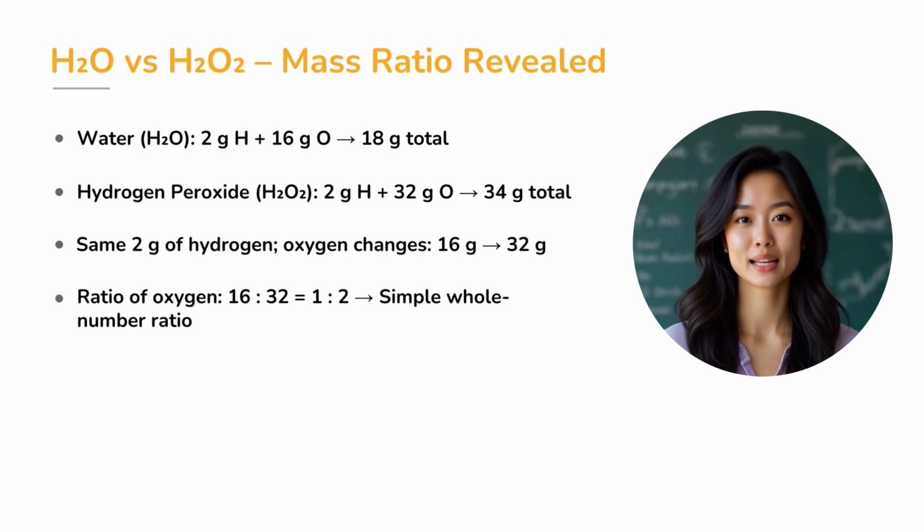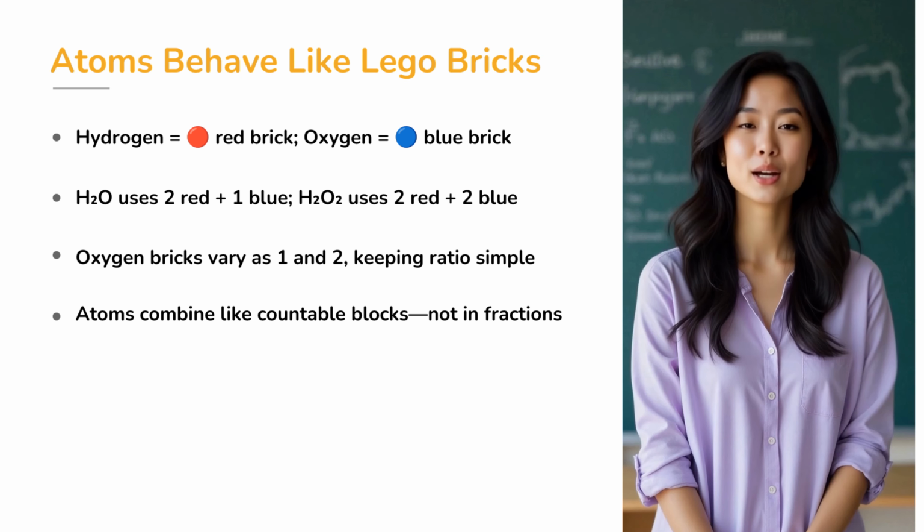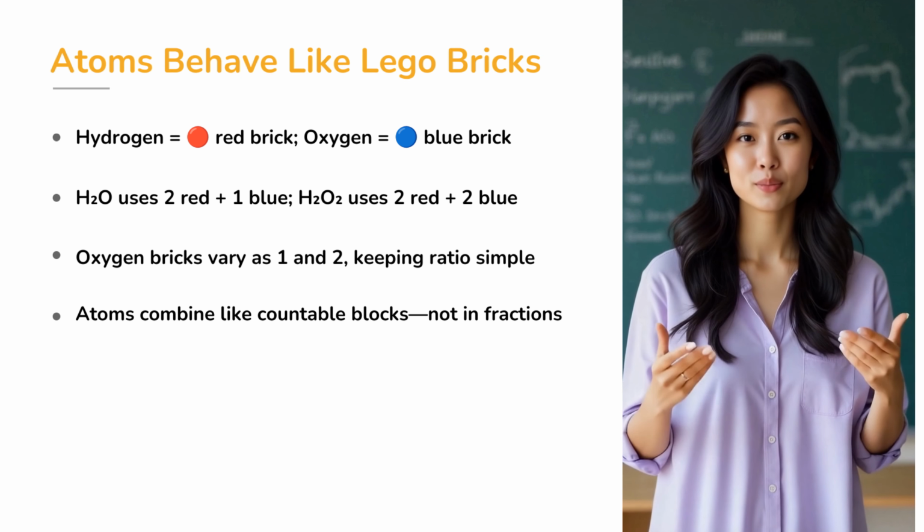Now look closely. With the same 2 grams of hydrogen, oxygen is combining in different masses, 16 grams and 32 grams. Let's find the ratio: 16 is to 32 as 1 is to 2. A simple whole number ratio. And that's the law of multiple proportions in action, showing us that even when compounds vary, the math of matter stays beautifully consistent.